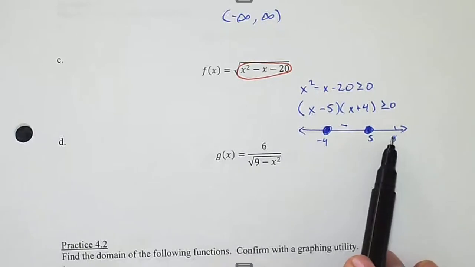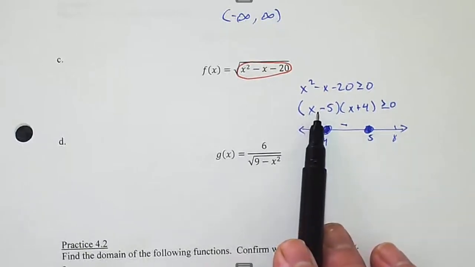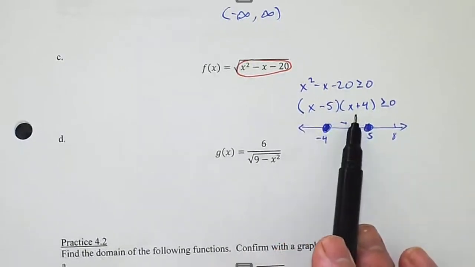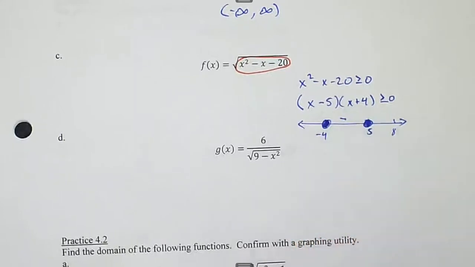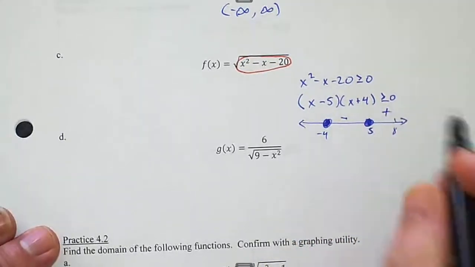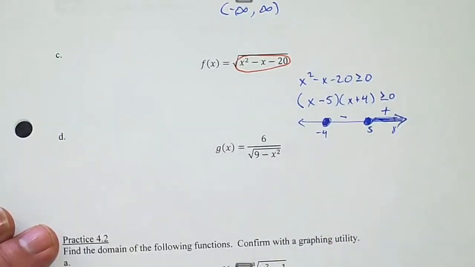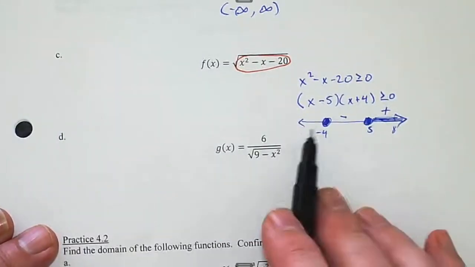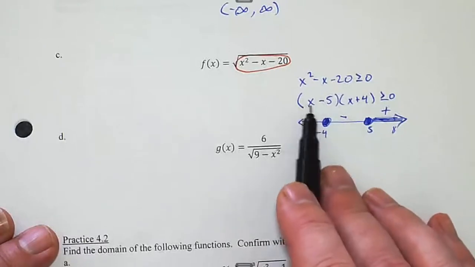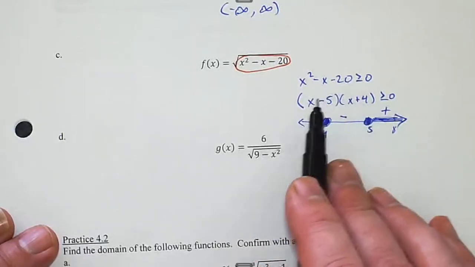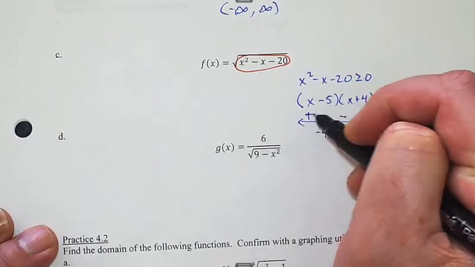If I plug in a number bigger than 5, any number bigger than 5 is going to be positive in this factor, positive in that factor, 2 positives multiplied to a positive. So it's positive everywhere over here. And we're allowed to square root positive numbers. Now, if I try a number to the left of negative 4, like negative 10, I end up with a negative in both places, but 2 negatives multiply to a positive as well.